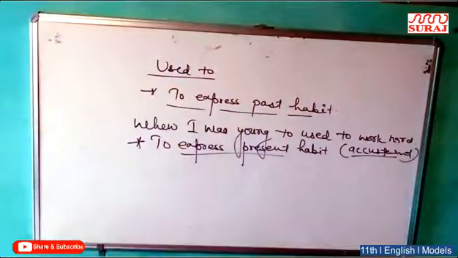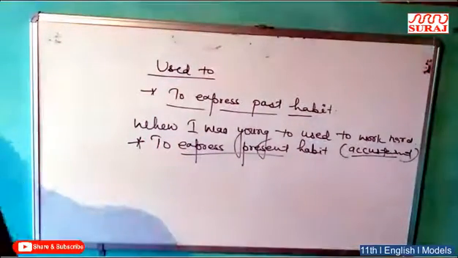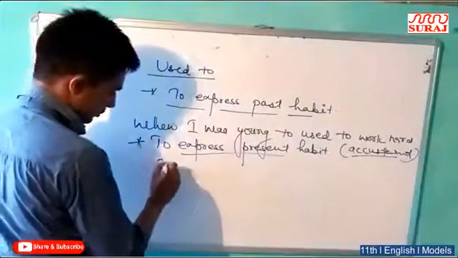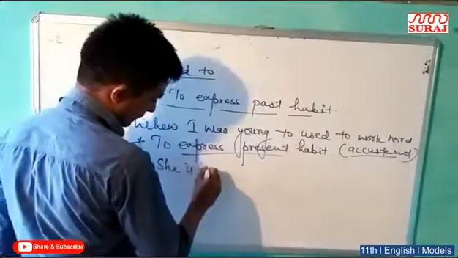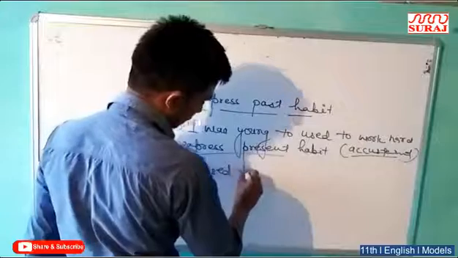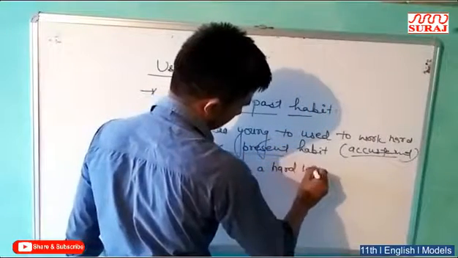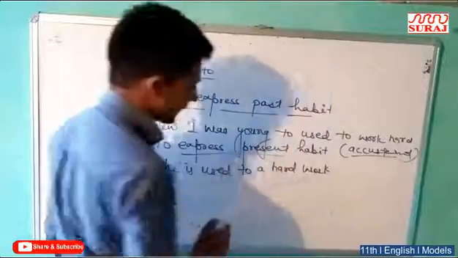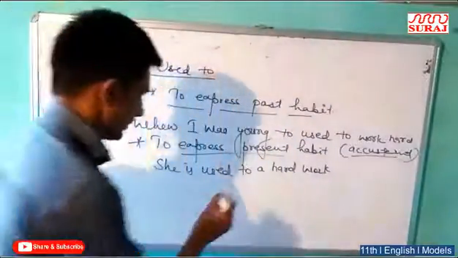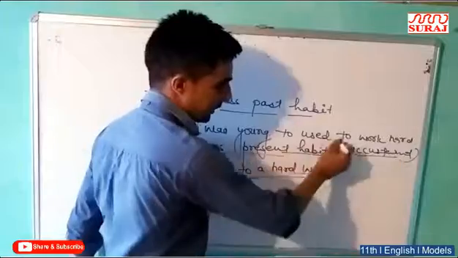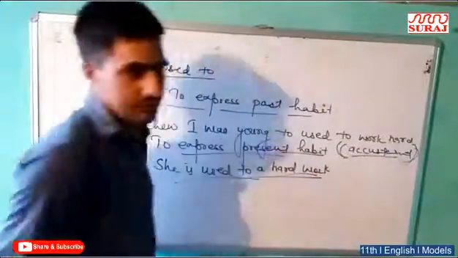For example, she is used to hard work. In this example, this is also a present habit. This is also a present habit, but it is accustomed.